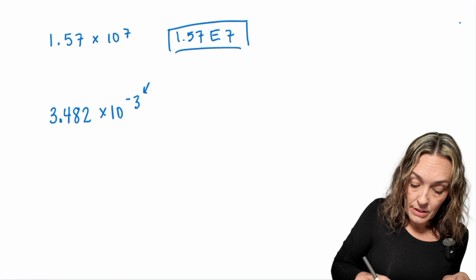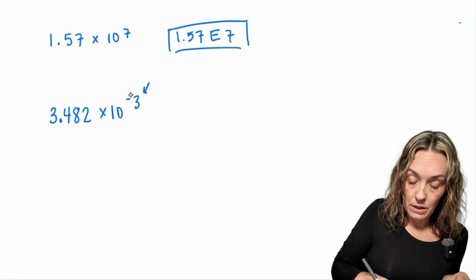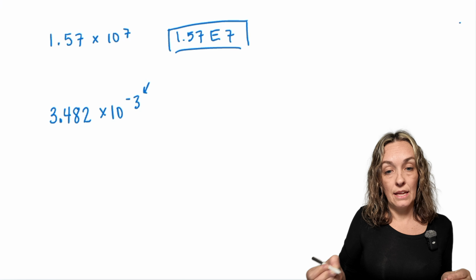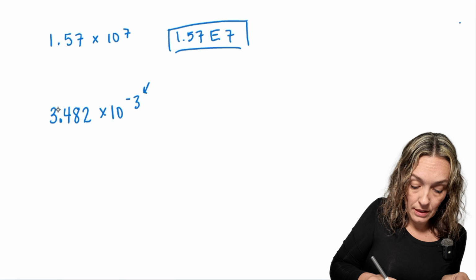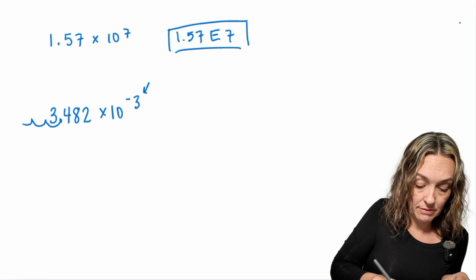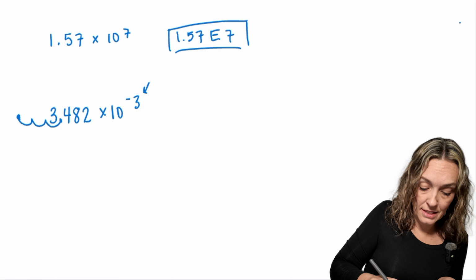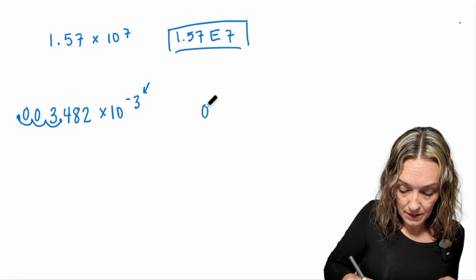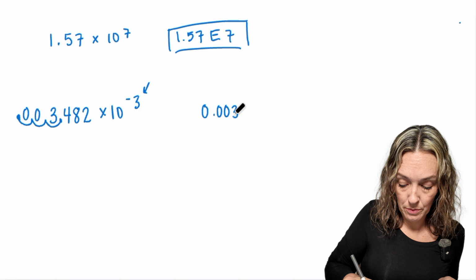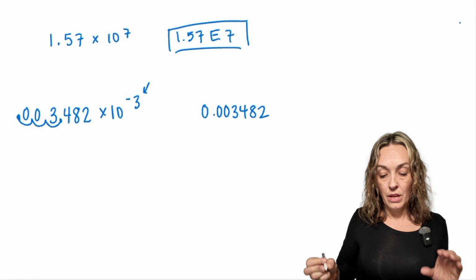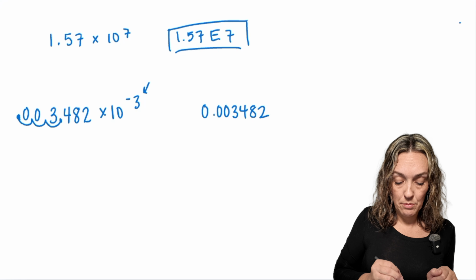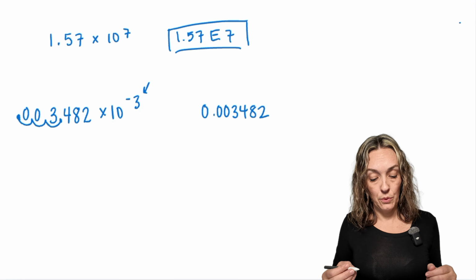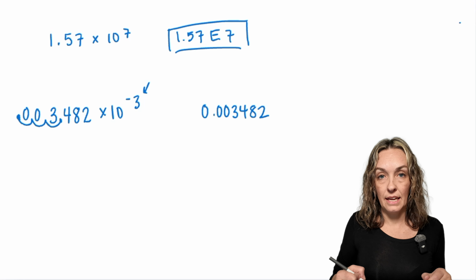If I have a negative exponent, I know that my original number must have been less than 1. In order to get a number less than 1, I'm going to have to move my decimal 3 places to the left. Notice that I made little swooshes to hold the zeros. So I'm going to fill those in, and my final number would be 0.003482. That is the exact same number as 3.482 times 10 to the negative third.